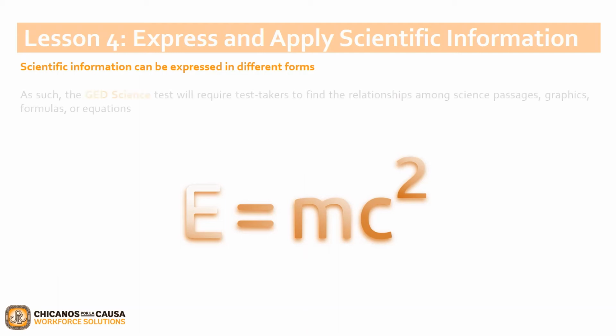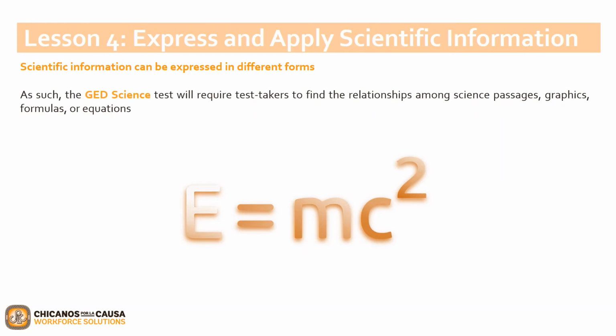As such, the GED science test will require test takers to find the relationships among science passages, graphics, formulas, or equations. Such relationships can take the form of scientific equations, such as chemical reactions, which utilize symbols to display their meaning.